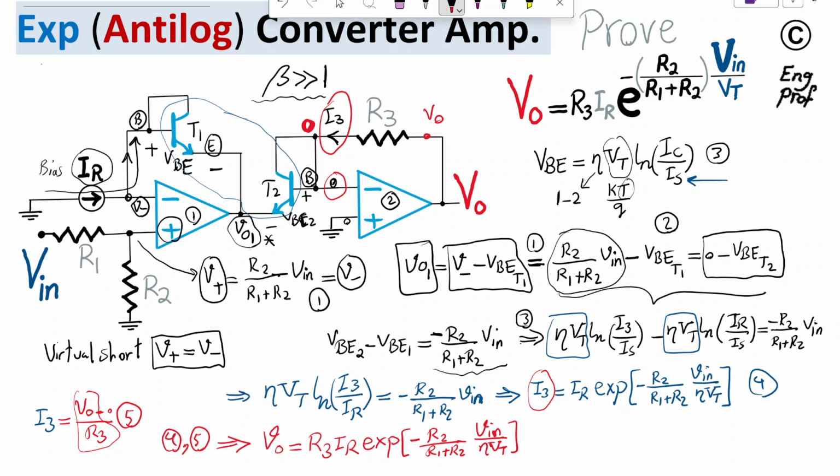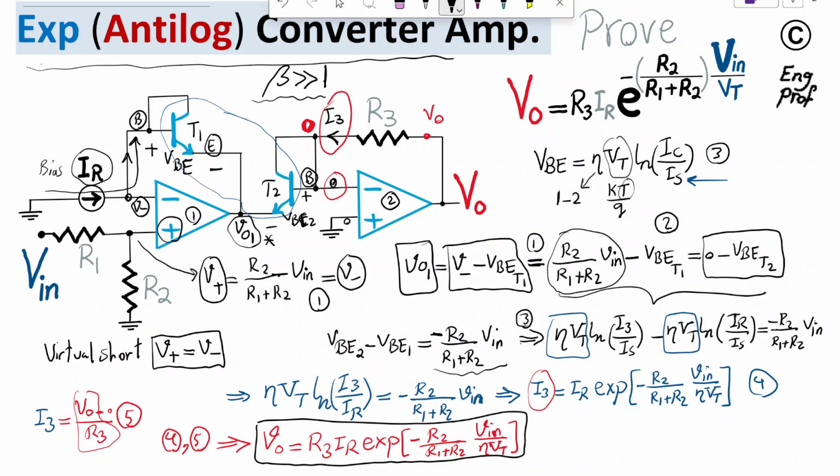So we managed to show that this circuit really implements sort of an exponential or antilogarithm calculator. So there are two names for this circuit, as you can see in the title of the circuit. One name is exponential converter or amplifier. The other one is antilogarithm converter amplifier. So we managed to implement that, but we need to be careful about the selection of value of resistors.